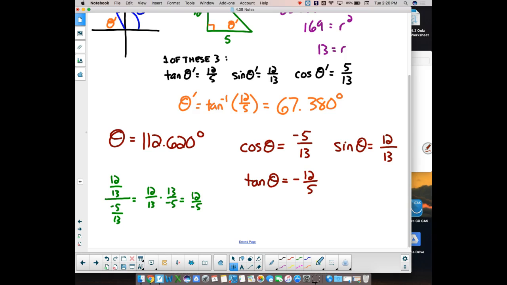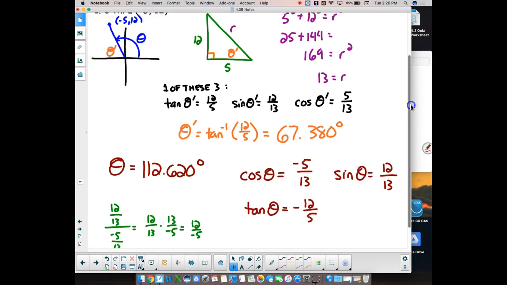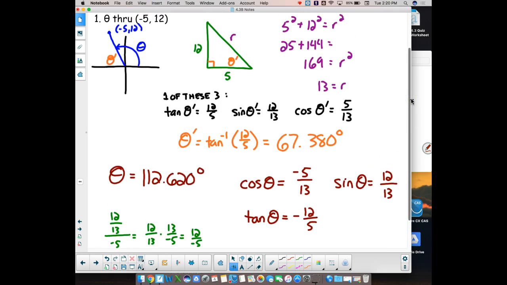What's interesting about tangent, as opposed to cosine and sine? It isn't divided by 13. It's not divided by 13. It's just the same, right? It's just y over x. Okay. That's cool.